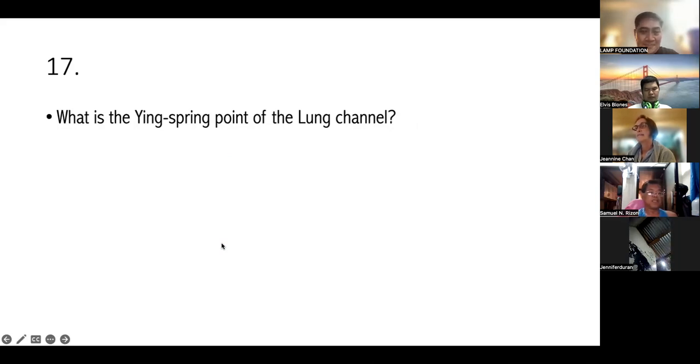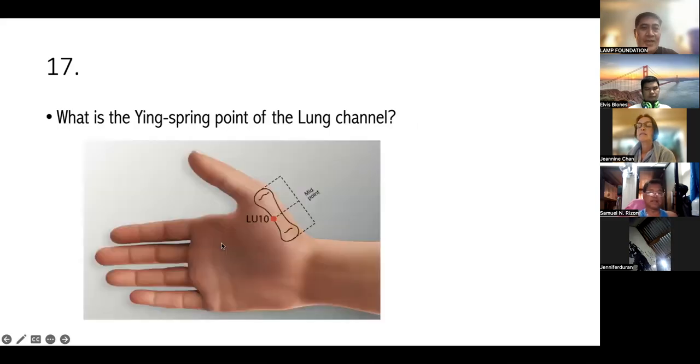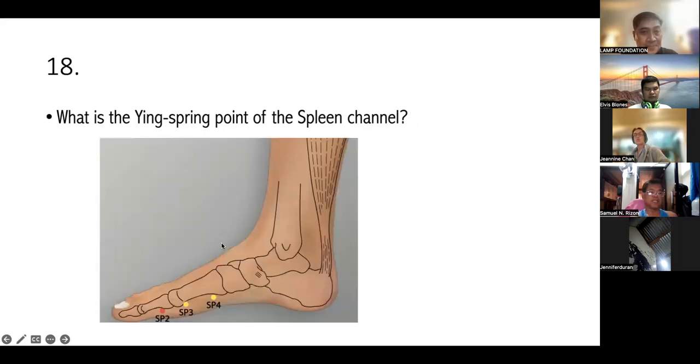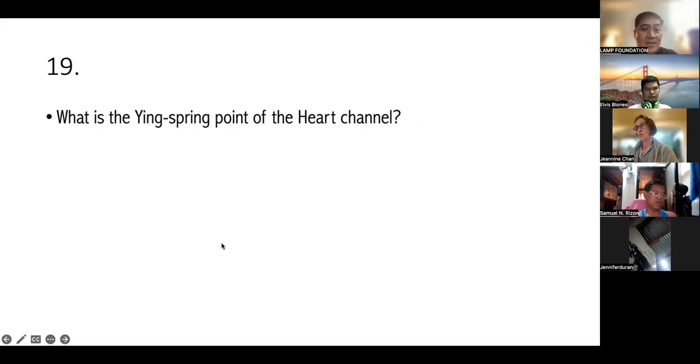The spring point of the lung channel is lung 10. Great. Ying spring point of the spleen channel? Spleen 2. Ying spring point of the heart channel? Heart 8 po.